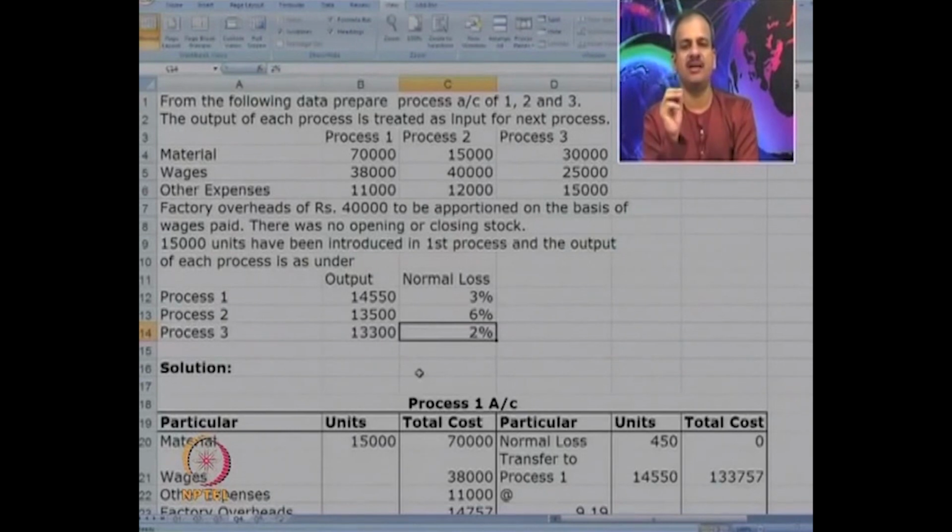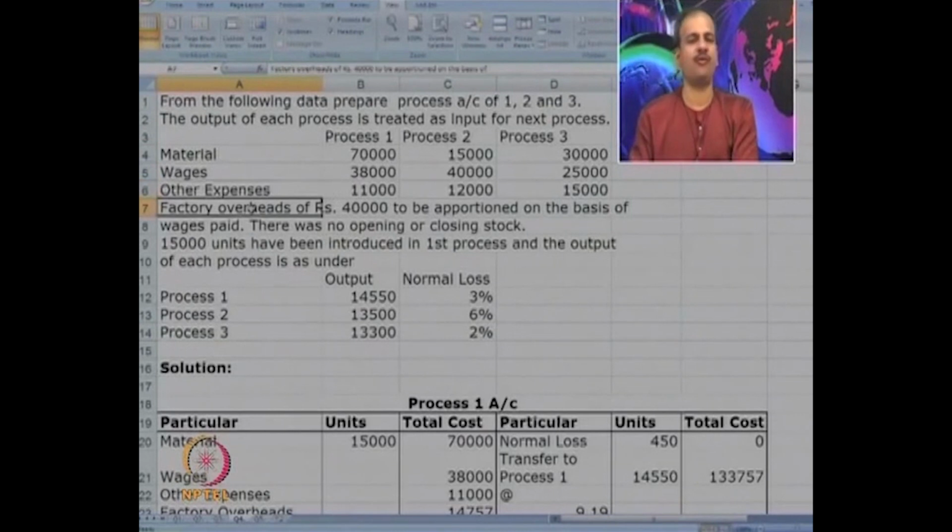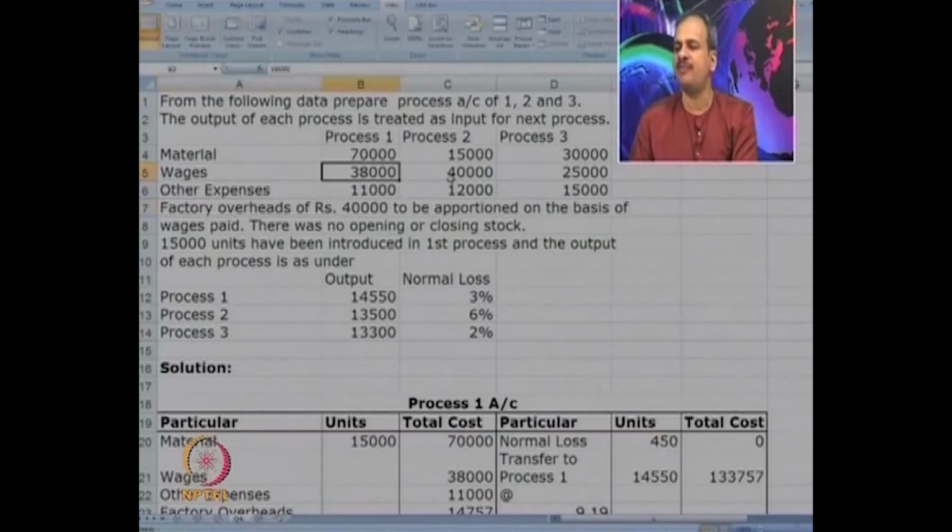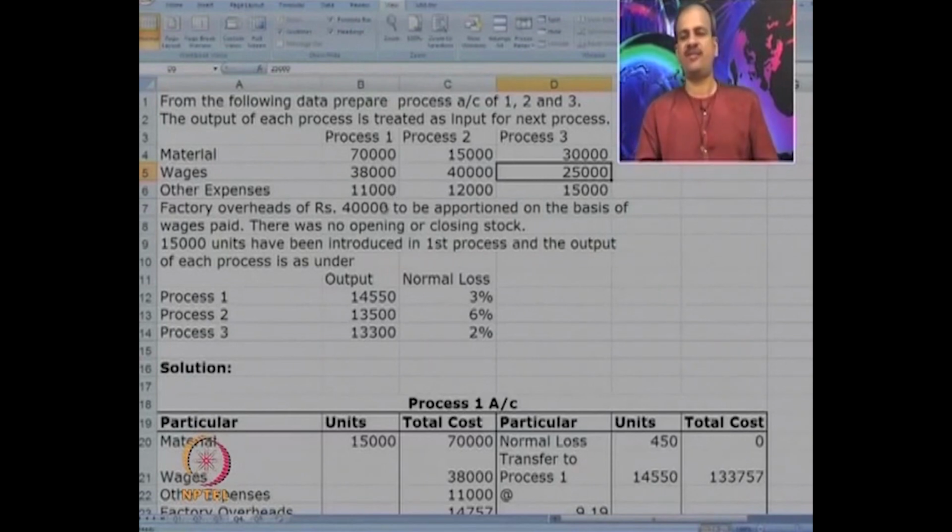As you can see, first start charging the direct expenses which are given, that is material, labor and other expenses. Then factory overheads are given at 40,000. How will you deal with them? It is given that factory overheads are charged on the basis of wages paid. We have wages paid of 38, 40 and 25. So in the ratio of 38 to 40 to 25, we have to charge the factory overheads of 40,000.